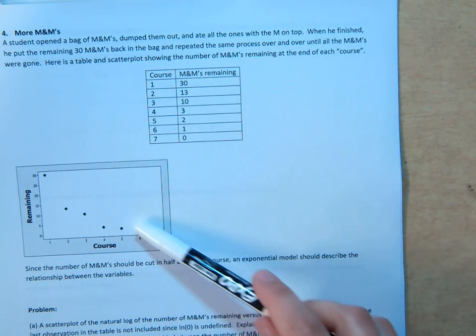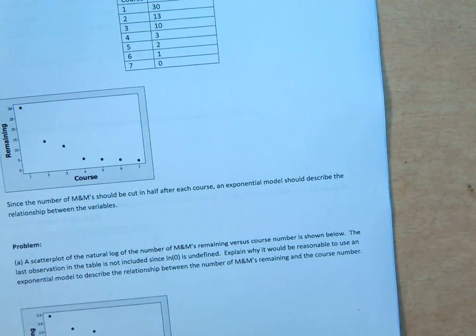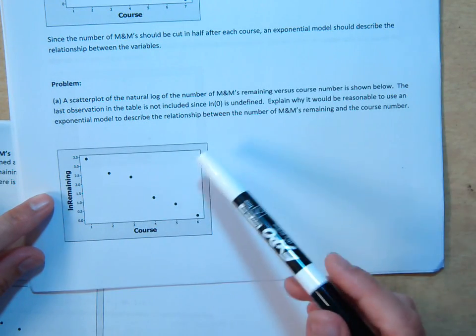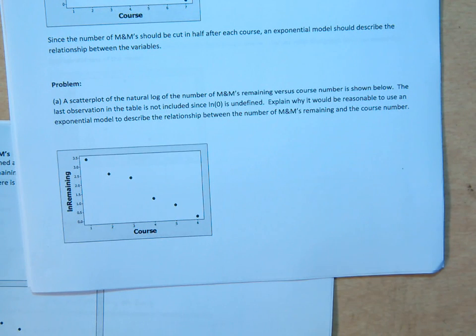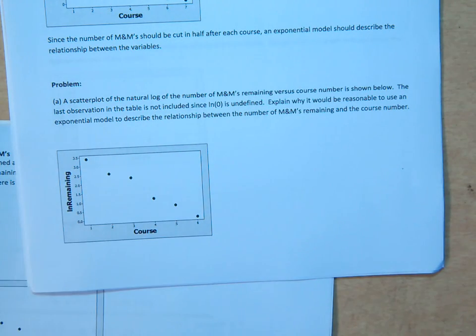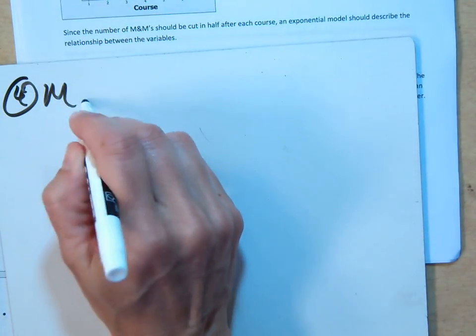So if we just do a scatter plot of the original data, it does not look linear. But if we take the natural log of the number of M&Ms, you can see it says natural log remaining, then it becomes more linear. So we're asked to explain why it'd be reasonable to use an exponential model. Like we talked about in the notes, if we take the natural log of y and it makes it linear, then an exponential model is reasonable to use. So this is number 4 on M&Ms.